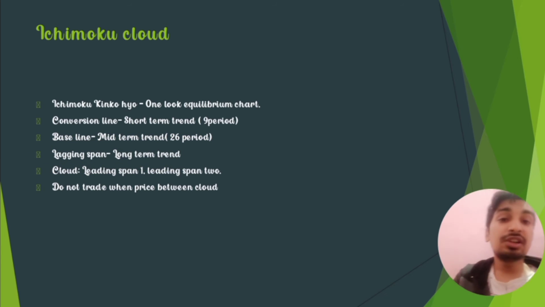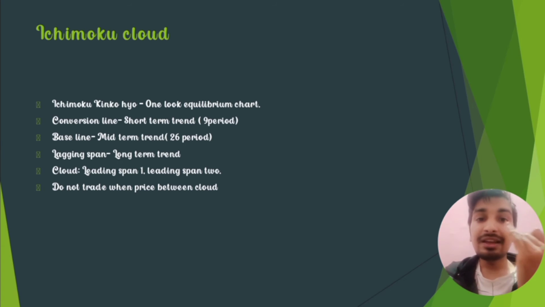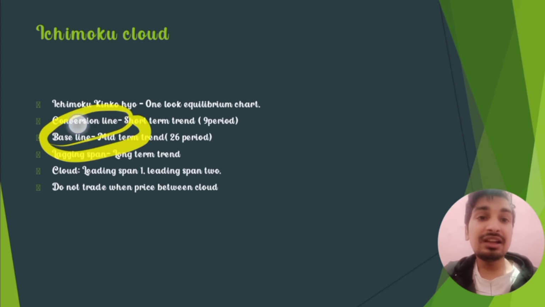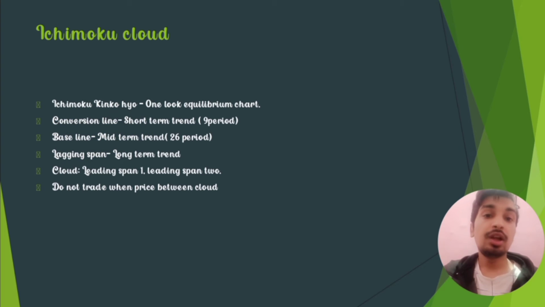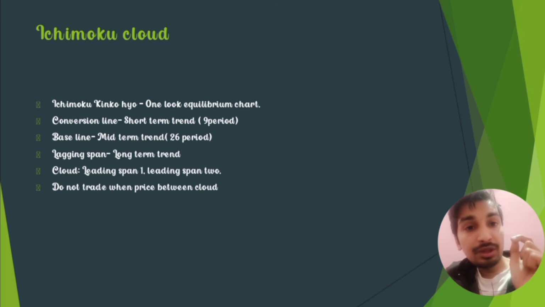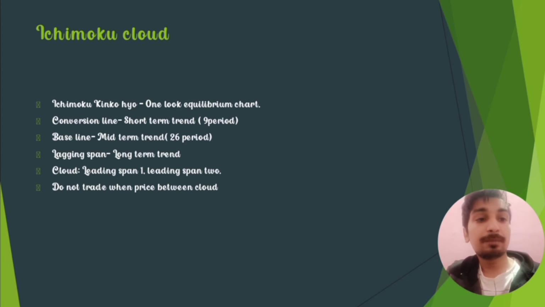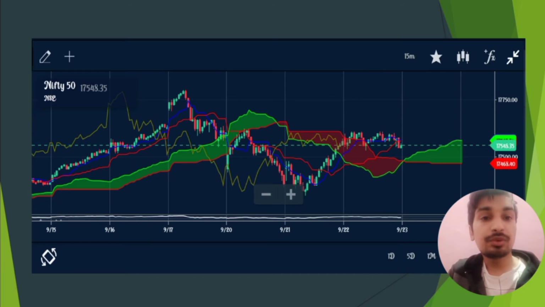So you have the conversion line, baseline, and lagging span. These three lines will be telling you a lot of information. And then you have the cloud. The cloud has leading span 1 and leading span 2, so the cloud is made up of two lines. Do not trade when the price is between the cloud. When the price lies between the cloud, you shouldn't make the buying decision. Let me show you.